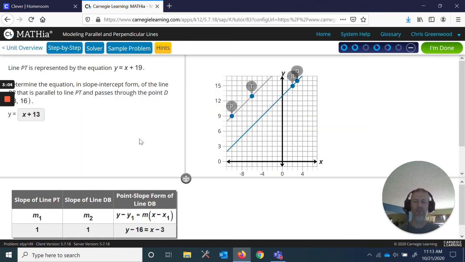All right, that should be it for this one. Remember to pay attention to parallel and perpendicular. Remember that if it's just x plus or minus something, that's 1x. If it's negative x plus or minus something, that's negative 1 for the slope.